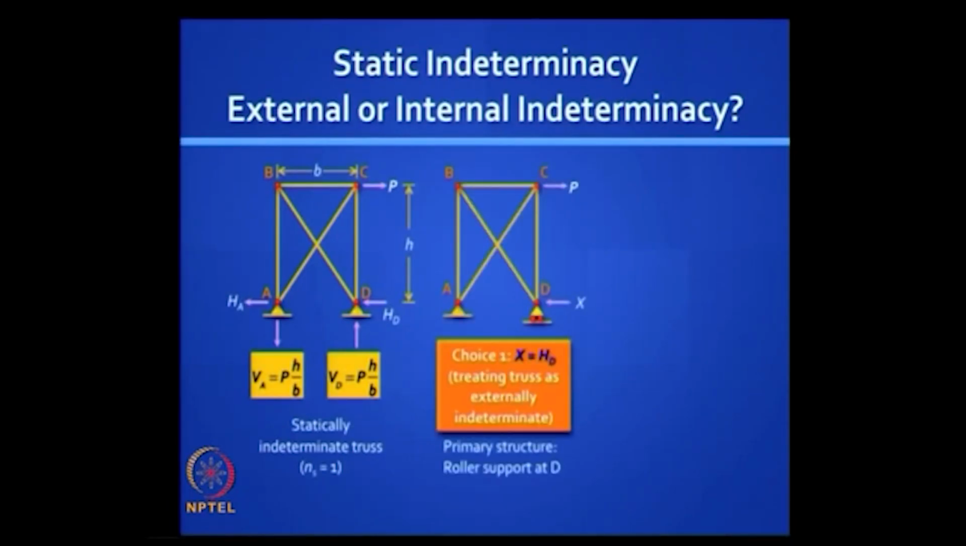So you are right, you could treat the horizontal reaction, one of those reactions, say HD, as the redundant X, and when you release that reaction you get the primary structure, which is statically determinate, which is just rigid, and this is one way of approaching. Now let me ask you, can you also treat the same problem as internally indeterminate?